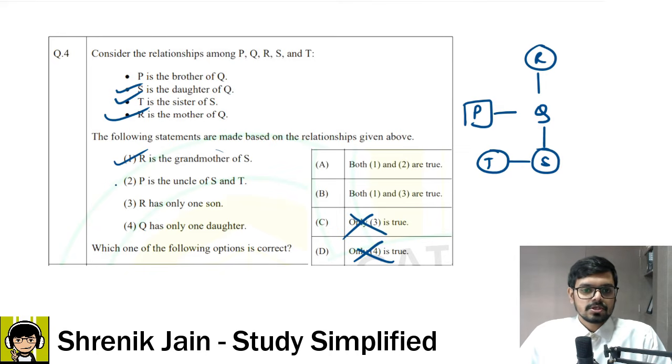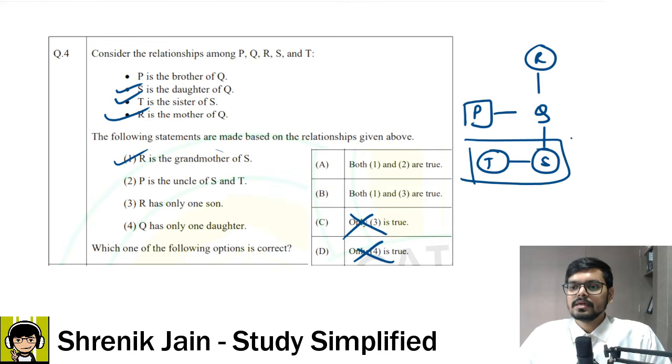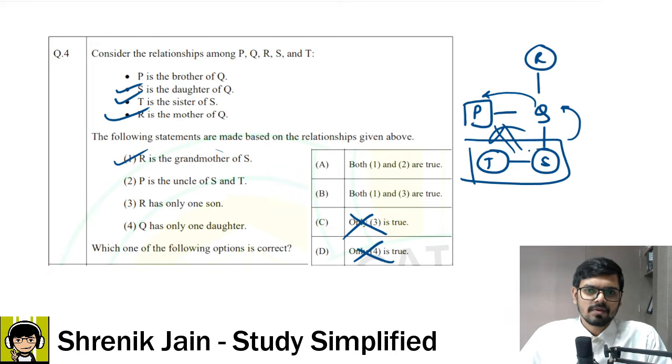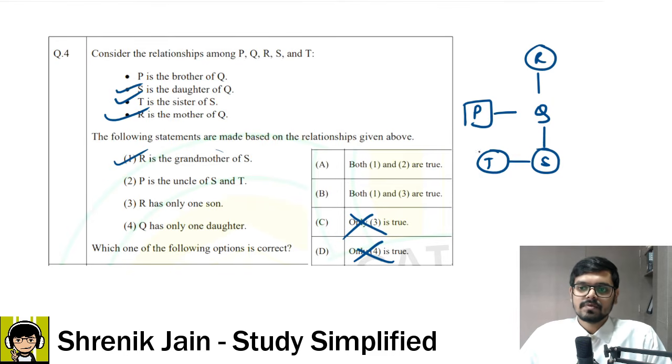Now statement 2. P is the uncle of S and T. S and T are here. Their mother has a brother, and therefore for the children he is the uncle. So I can say definitely that T and S will look at P and say uncle. So statement 2 is correct, which means option B is also incorrect. Only one option is left, done and dusted.